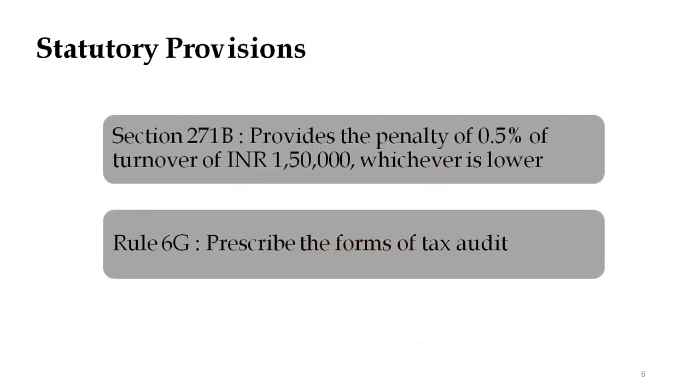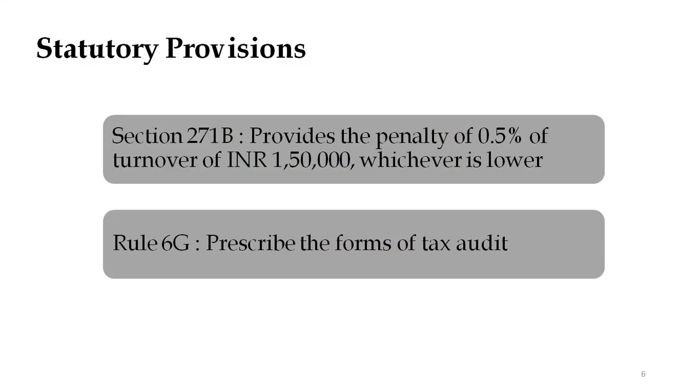So if you are required to get your accounts audited and you have not got your accounts audited, then the assessee is liable for a penalty of 0.5% of the turnover or INR 1,50,000, whichever is lower. Sorry, it's not 'of', it's 'or'.